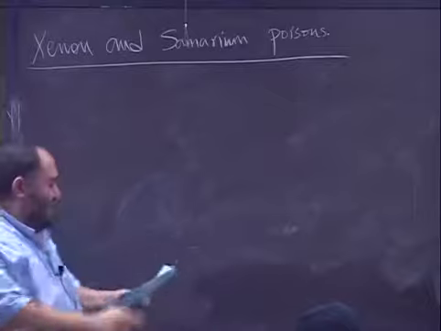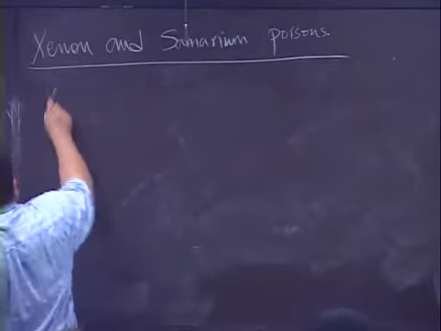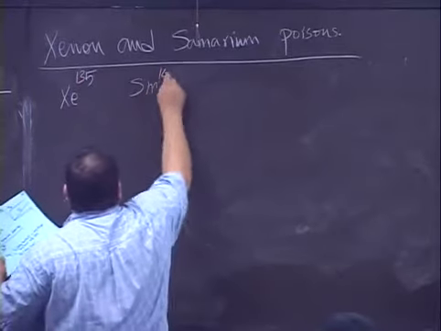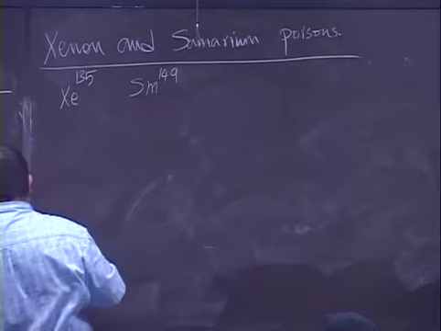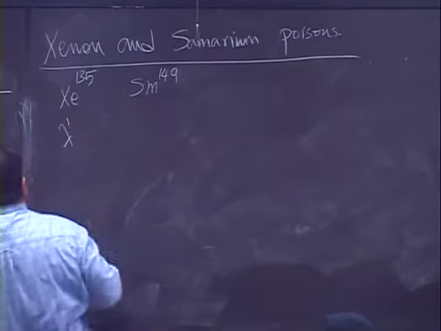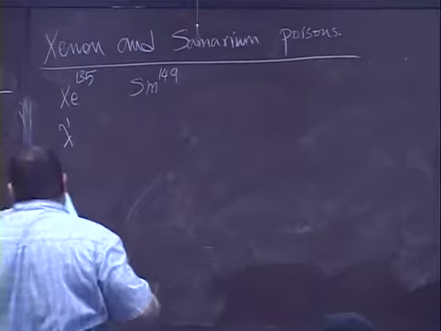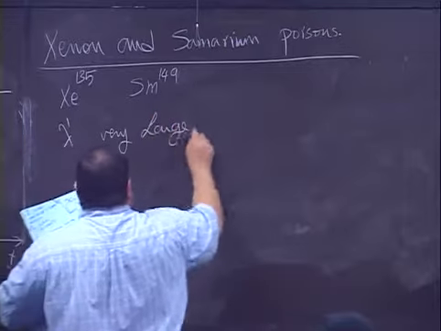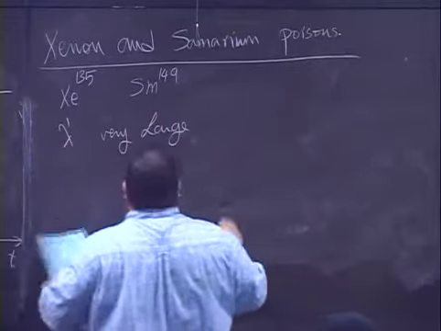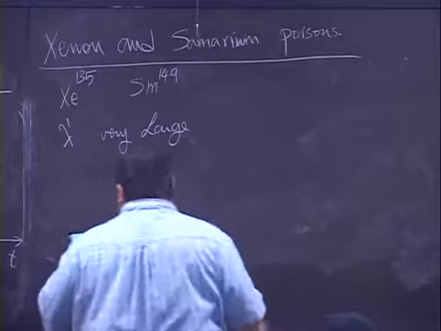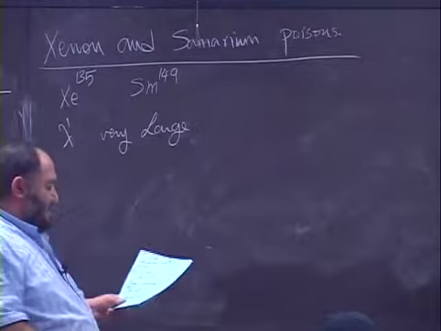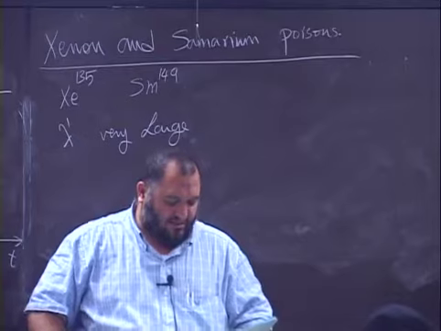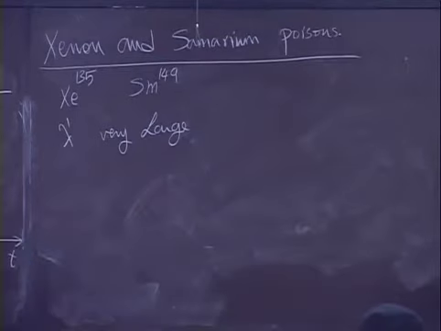Okay guys, so let's look at samarium and xenon. Xenon is 135, samarium is 149. The lambda is very large. So the decay constant is very large and the half-life is very short, and sigma absorption is very large, and this is what we saw just in a minute.